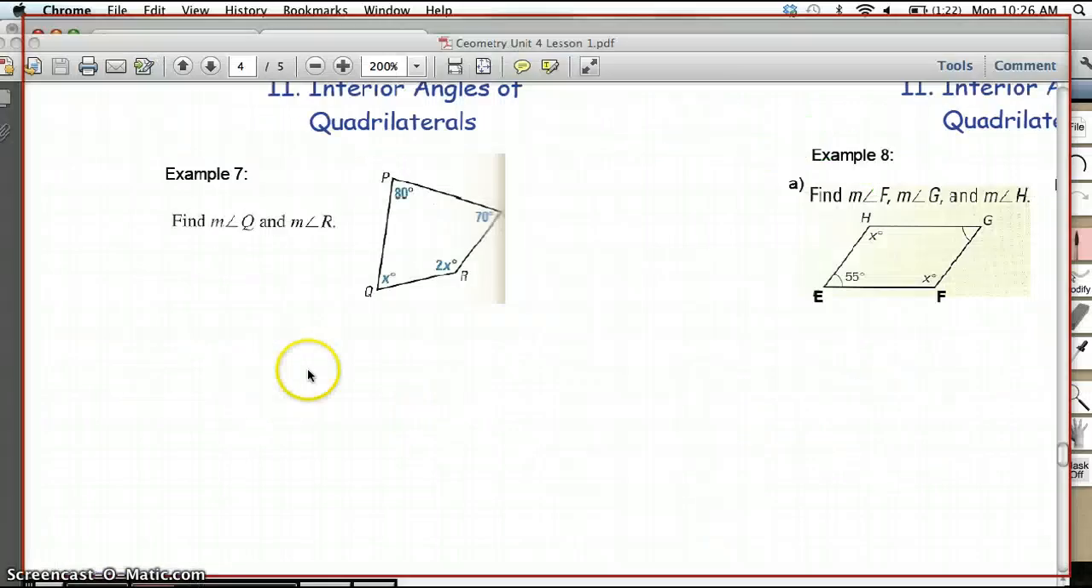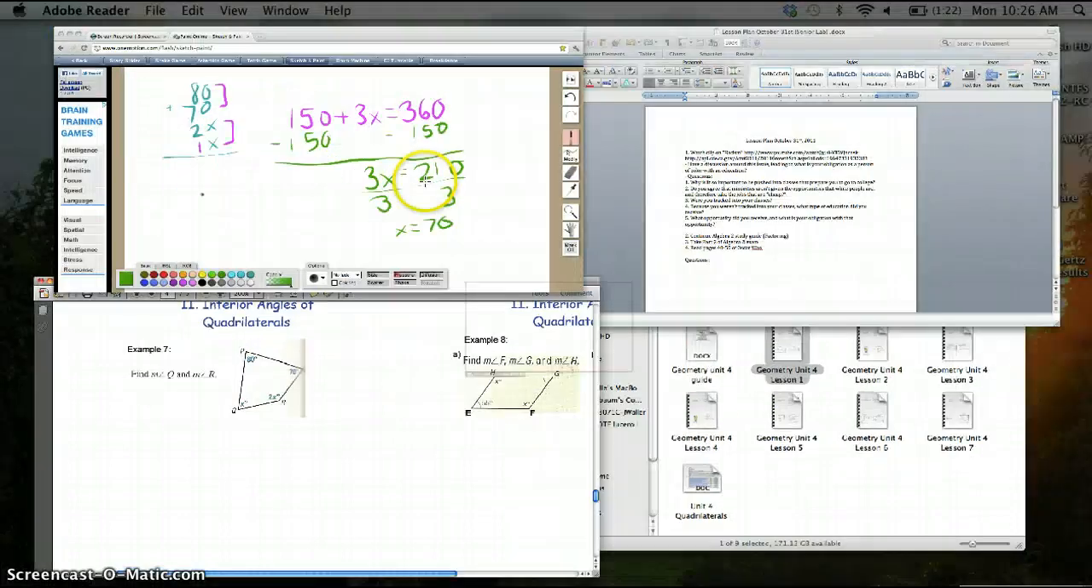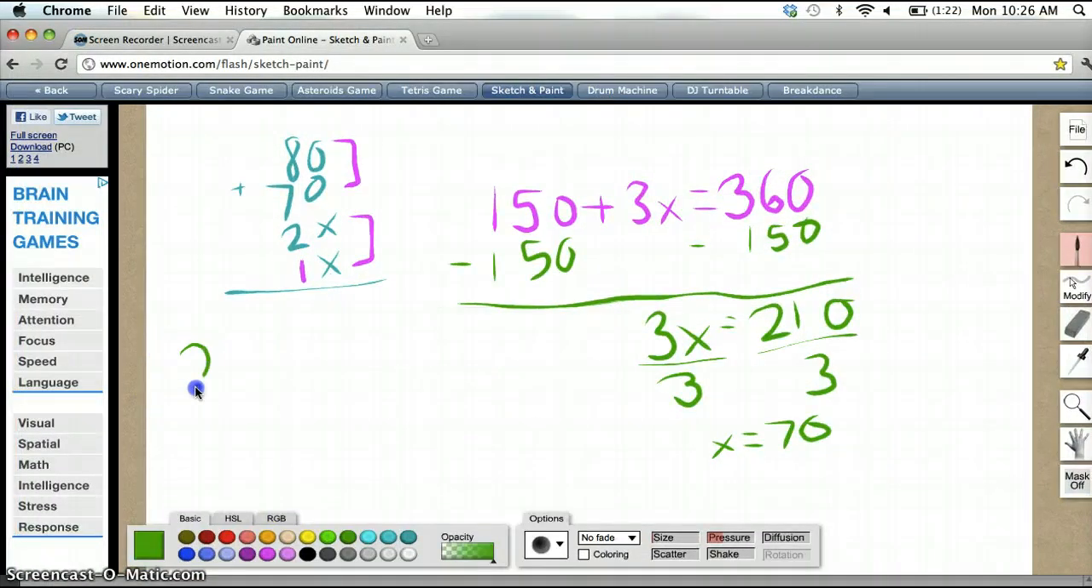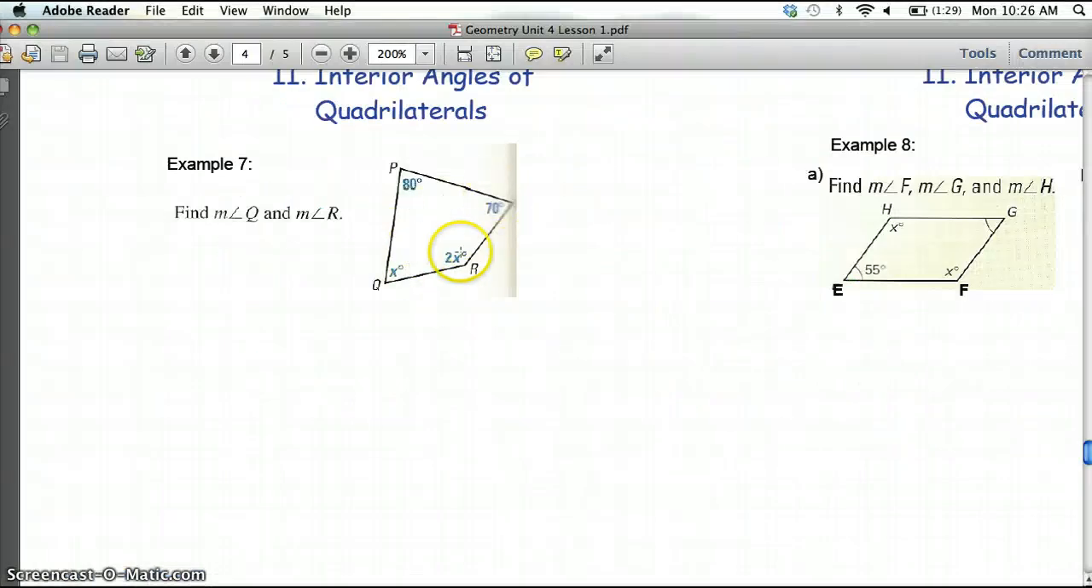So if you see here, the question is, find the measure of Q and R. So Q is going to be 70 degrees, and then R is 2x. So you're going to take 2 times x, which is 2 times 70, which is 140. So angle R is 140 degrees.